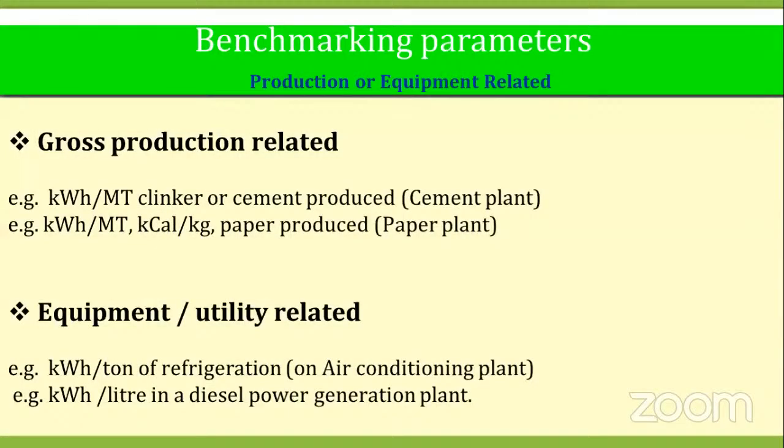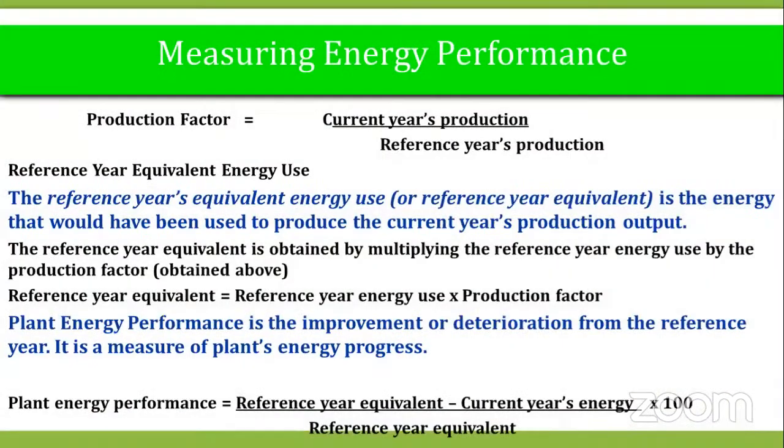So production or equipment related benchmarking parameters are gross production related and equipment and utility related. An example is kilowatt hour per metric ton of clinker or cement produced in a cement plant, or kilowatt hour per metric ton and kilocalories per kilogram of paper produced in a paper plant. That is one example of gross production related. And equipment or utility related: kilowatt hour per ton of refrigeration in an air conditioning HVAC plant, kilowatt hour per liter in a diesel power generation plant. So this is the utility related benchmarking. We need to take care of such things on a larger scale. That's where benchmarking is often done.